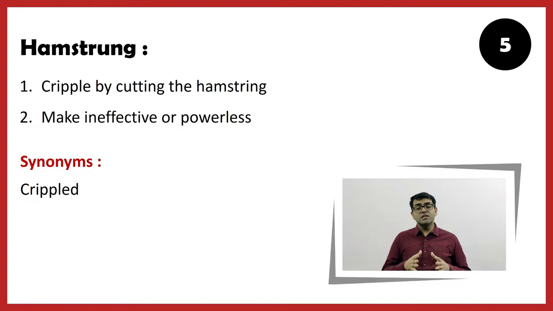पुराने जमाने में सजा देने के लिए criminals की या फिर गुलामों की hamstring काट दी जाती थी। अगर किसी की hamstring काट दी जाए तो वो व्यक्ति ज्यादा move नहीं कर सकता। So, to hamstring is to cripple someone by cutting his hamstring. Hence, the synonym of the word hamstrung is the word crippled.